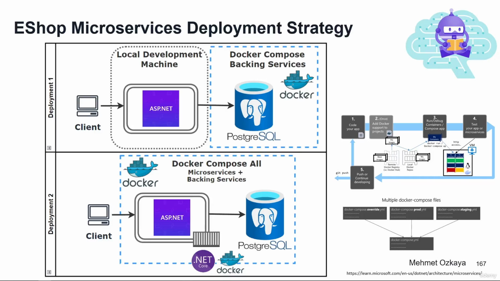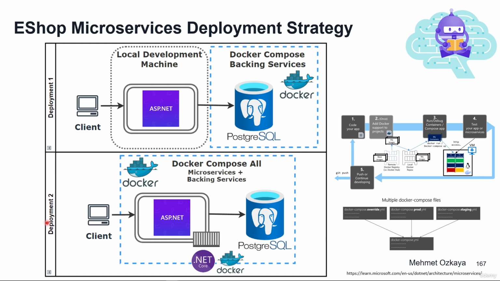In this video, we are going to containerize CatalogAPI microservices with Docker. Here you can see our deployment strategy. We have started with the local deployment. That means we start by developing microservices locally, and during this phase our microservices communicate with backing services like databases running in Docker containers.